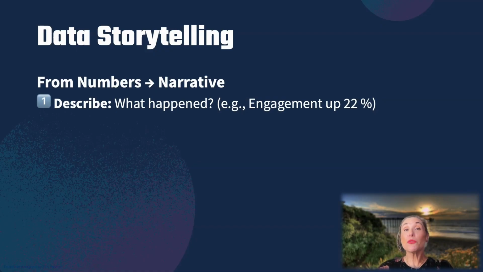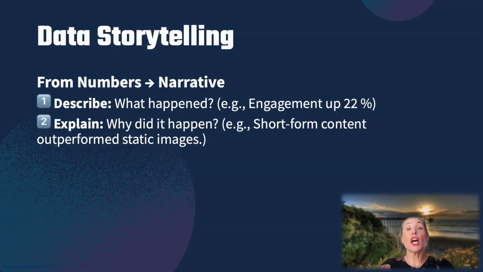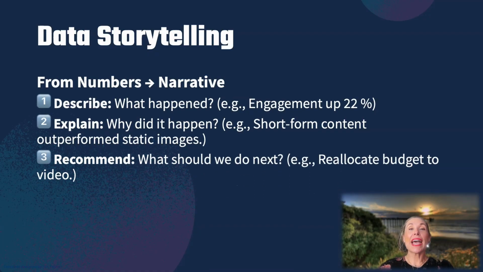First, describe what happened. State the facts. Example, engagement is up 22%. Explain why it happened. Add some context. For example, short-form video outperforms static images with Gen Z. Then recommend, what should we do next? End with action. For example, reallocate 15% of the budget to video content testing.